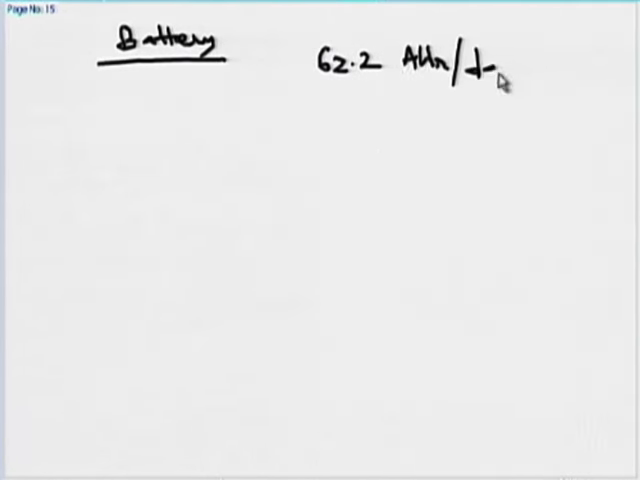Everybody together? Okay. So, now let me go to the battery side. I am saying that my battery should supply me 62.2 ampere hour per day. Okay. Fine. So, should I choose a battery?